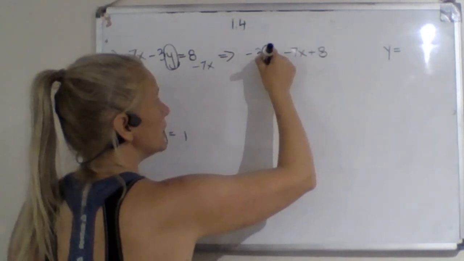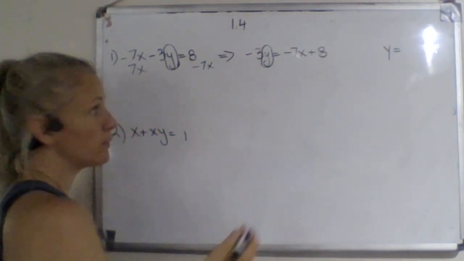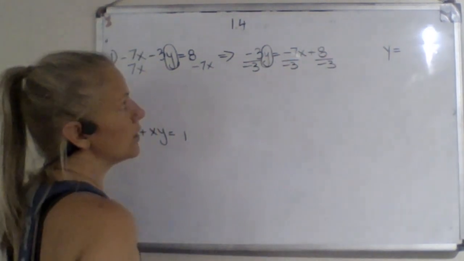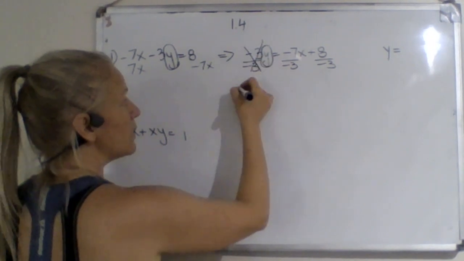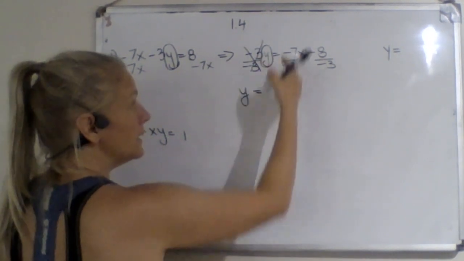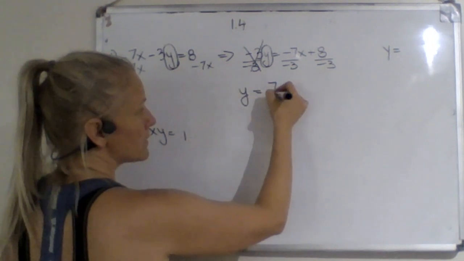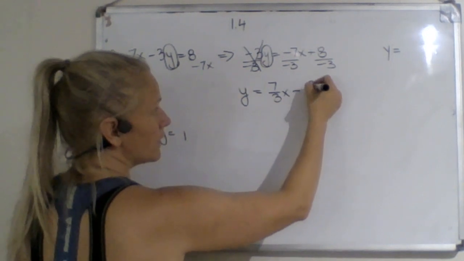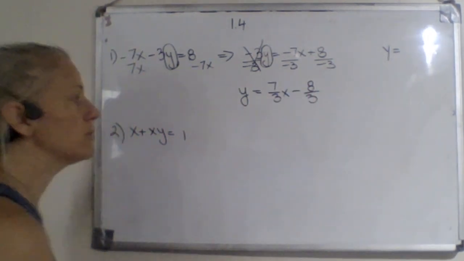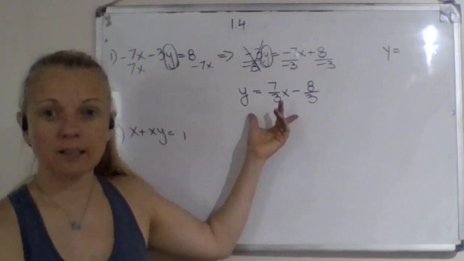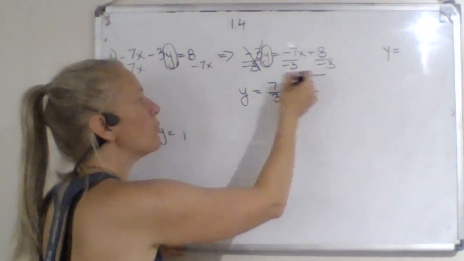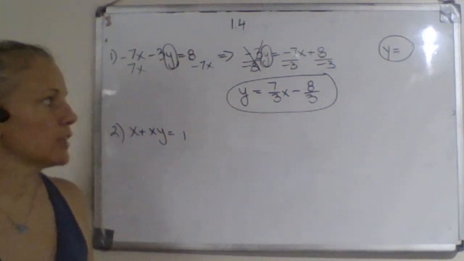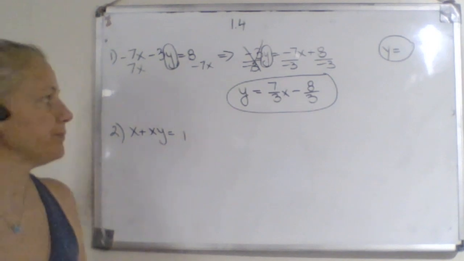I'm going to keep circling what I'm solving for. I have a number in front of it. I need to get rid of it. Divide by negative 3 on all of them. This goes away. I end up with y alone. That's what I needed. Negative divided by a negative becomes a positive. A positive divided by a negative becomes a negative. It's 7 over 3 x minus 8 over 3. And we are done. The only thing you need to do is solve for y, which translates to y equals something. We don't actually have to have a number at the end of this, right?